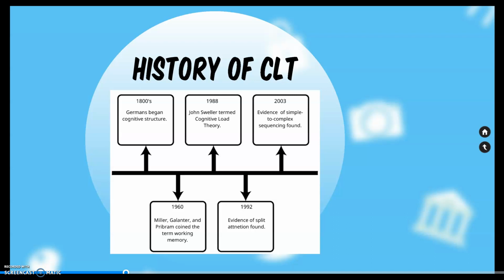In 1988, the term cognitive load theory was coined by a man named John Sweller. He also helped determine the 3 different types of cognitive load that there are. In 1992, evidence had been shown for split attention, which was proven stating that information could be split on different parts of a page. However, if they are on different parts, they create more pieces of working memory, making it more difficult for more working memory to be put in.